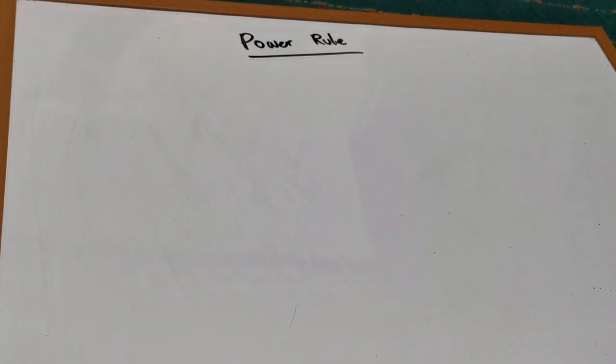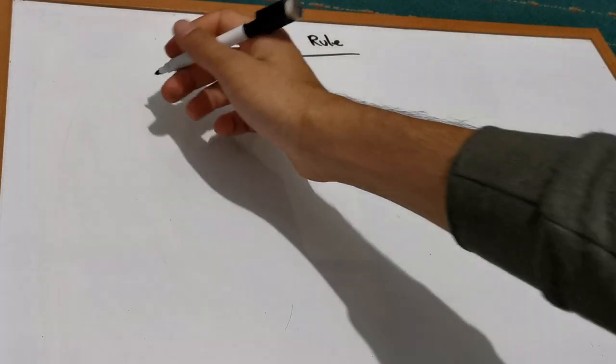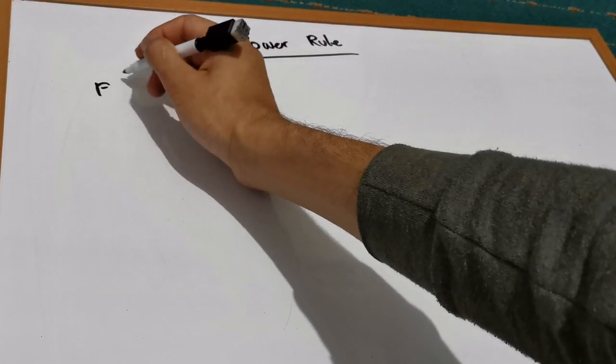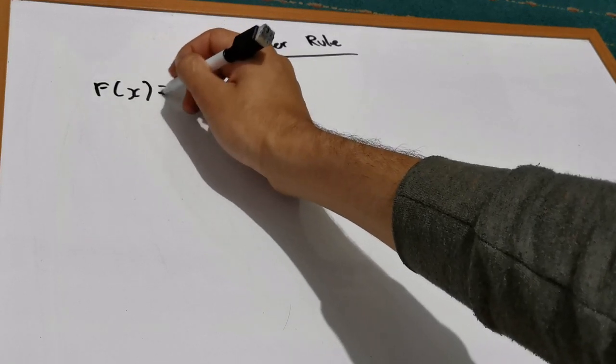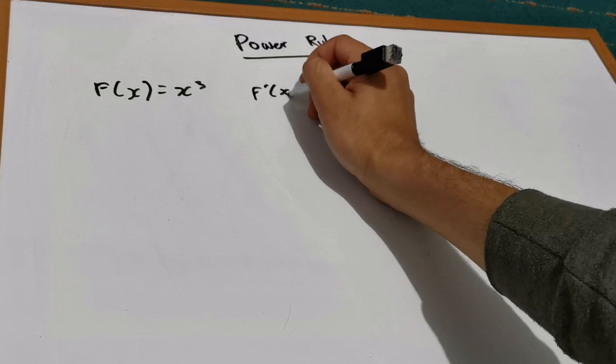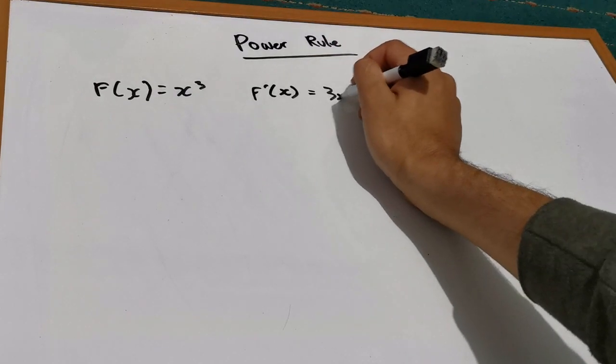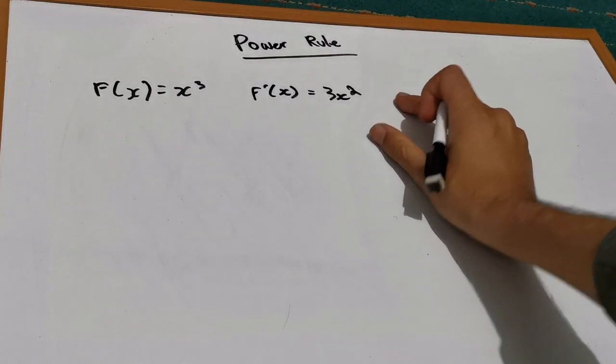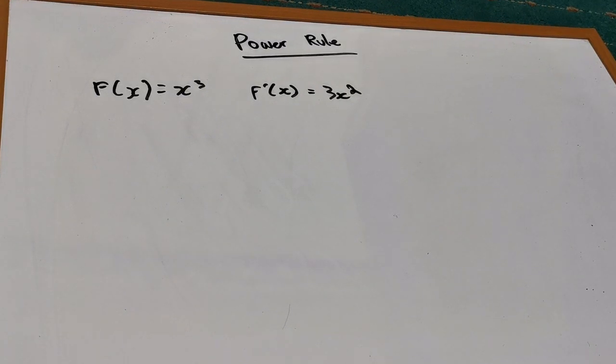Hi guys, today we'll be going over the power rule for differentiation. So last video, if you recall, we went over differentiation by first principles. If f of x is equal to x cubed, we know that f prime of x will be equal to 3x squared. This was the example we went through last video.